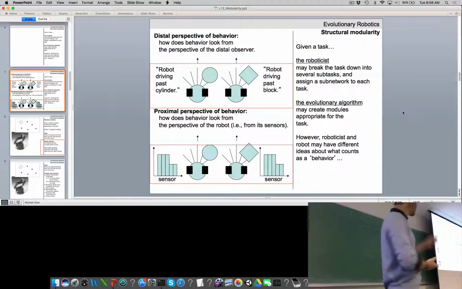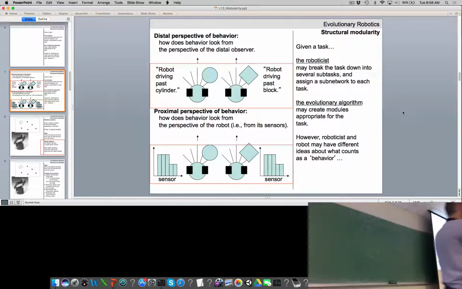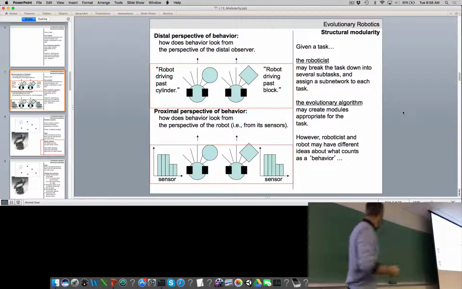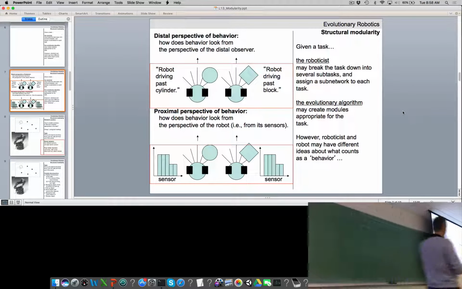Right? So from our point of view, these 2 situations at these 2 points in time are different, and we might already start devising different things for the robot to do in that situation. But from the robot's point of view, here's my little cartoon of what the robot sees. It can't distinguish between these 2 situations. They're exactly the same.